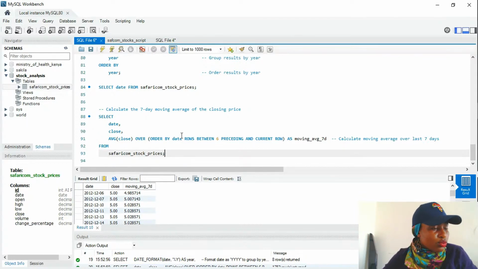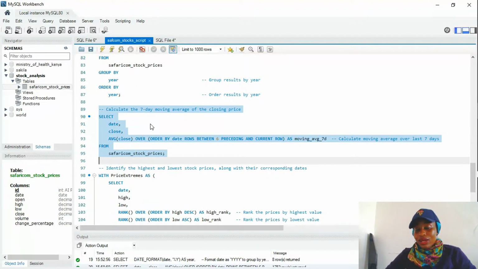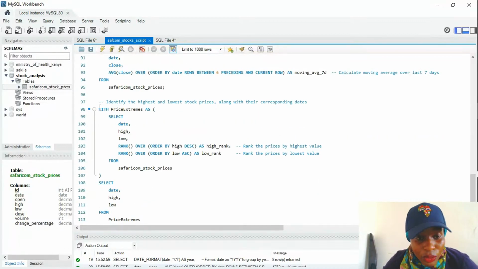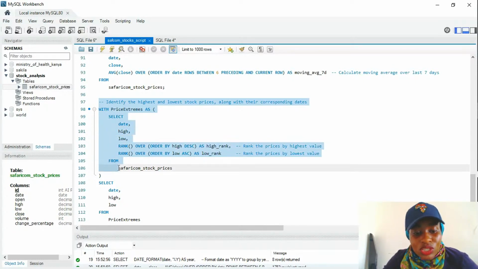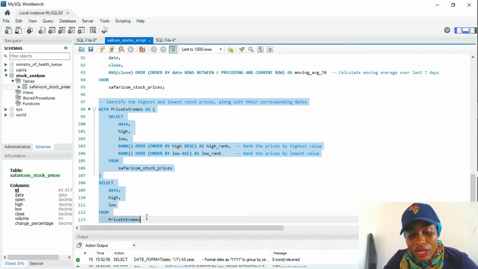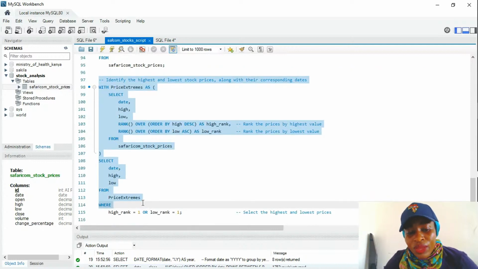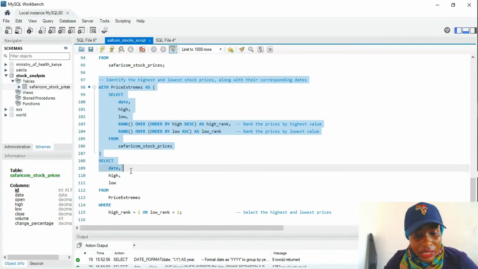So the next thing you want to look at is we want to identify extremes. And remember, if you look at the slides, we were told to do that. To identify extremes, you're going to be looking at the highest and lowest stock prices along with their corresponding dates. This can be used to try and understand what might have occurred for us to be having these extremes, and it will also help inform decision making.